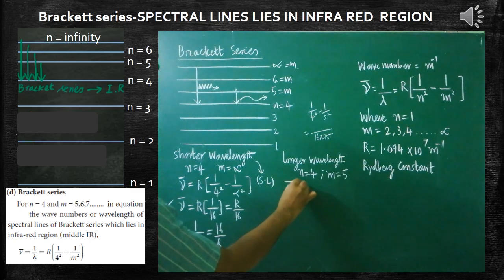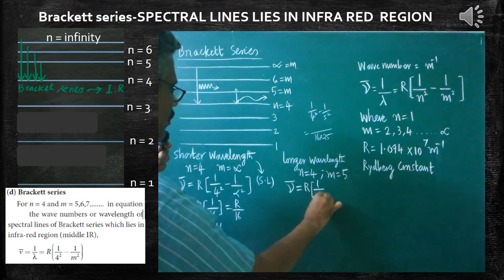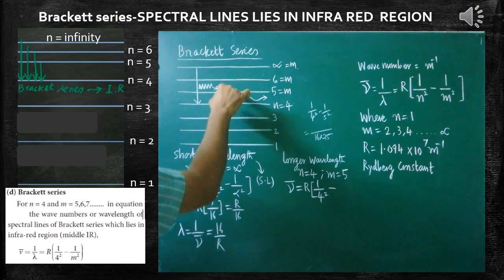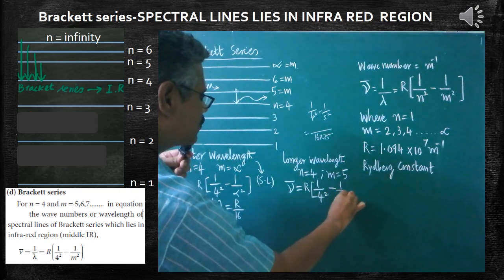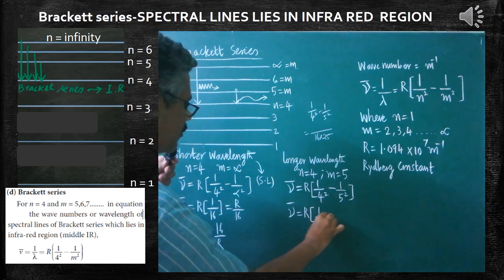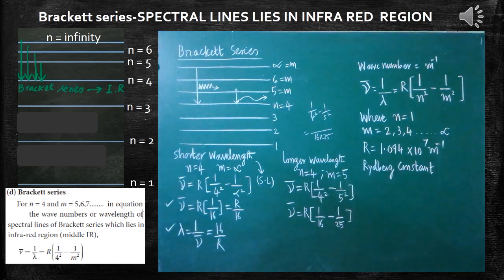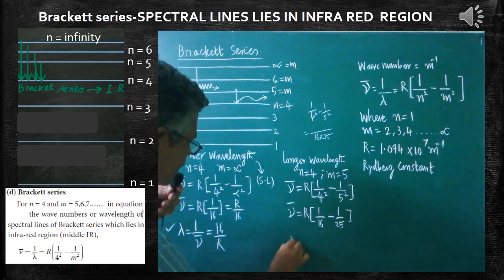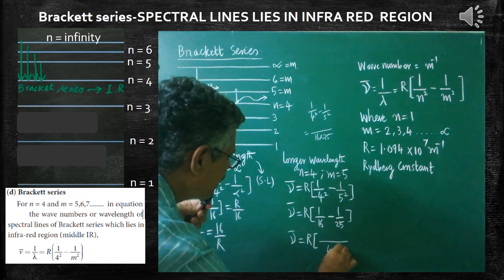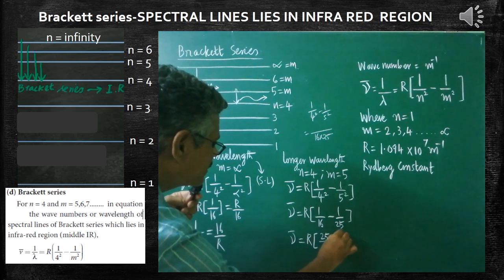So how will you calculate? Nu bar is equal to r. So in the bracket, 1 by 4 square must be written, minus, since the transition takes place from 5th to 4th, 1 by 5 square must be written. Are you clear? So nu bar is equal to r, 1 by 16 minus 1 by 25 could be written. So after calculation, you will get nu bar is equal to r, multiply both, you will get 400. 25 minus 16 divided by 400 you will get.